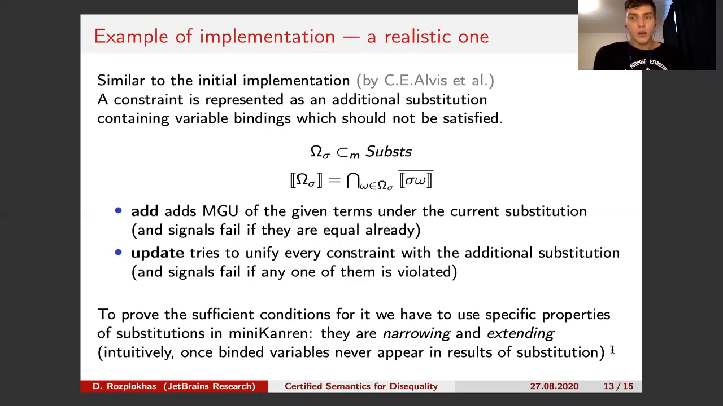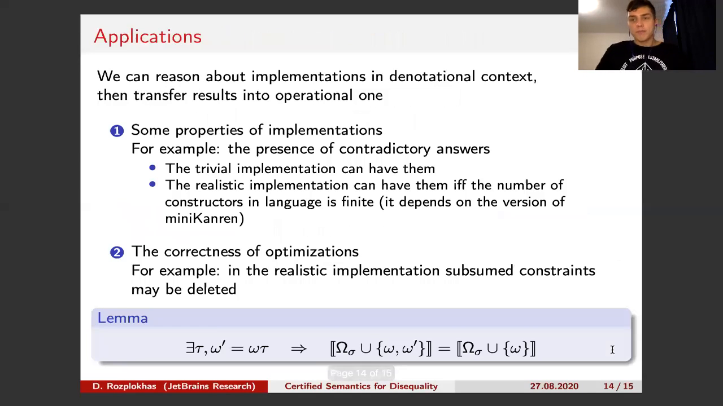We proved sufficient conditions for this implementation too, but it required some additional work because it's true only for the kind of nice substitutions that we have in miniKanren. And the property that we need is, intuitively, that once bound, variables never appear in the result of substitution again. The formal definition again can be found in the paper.